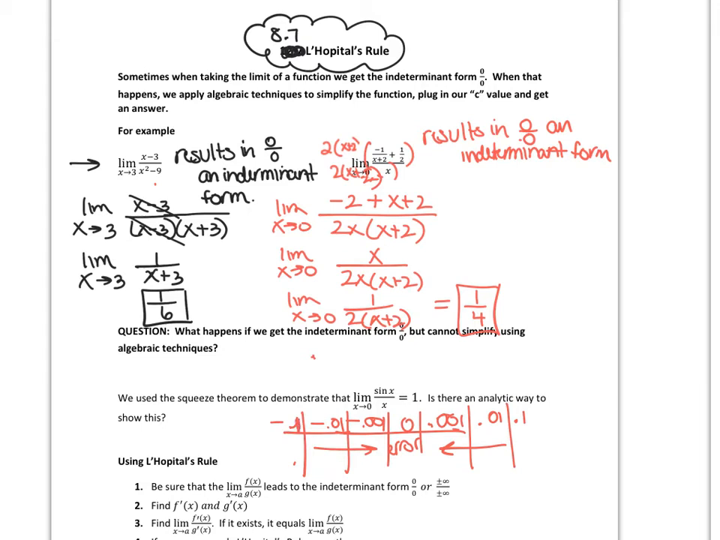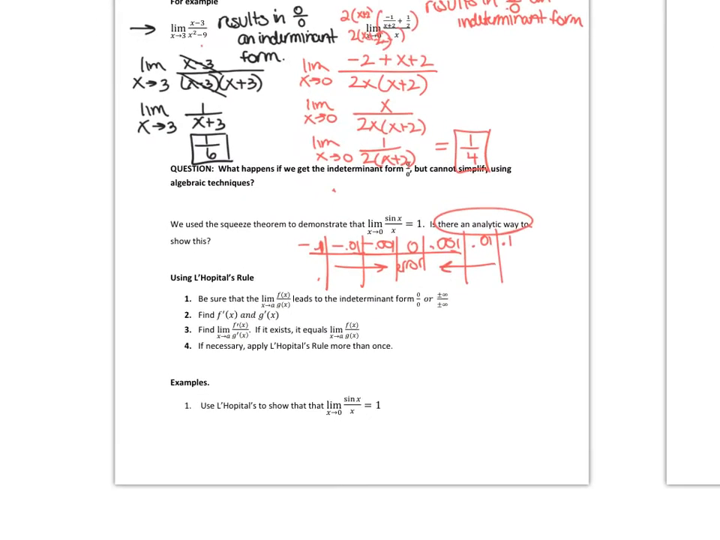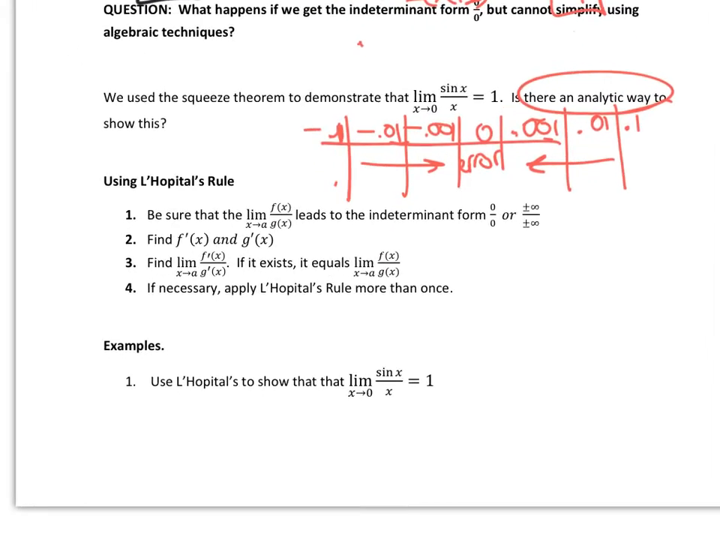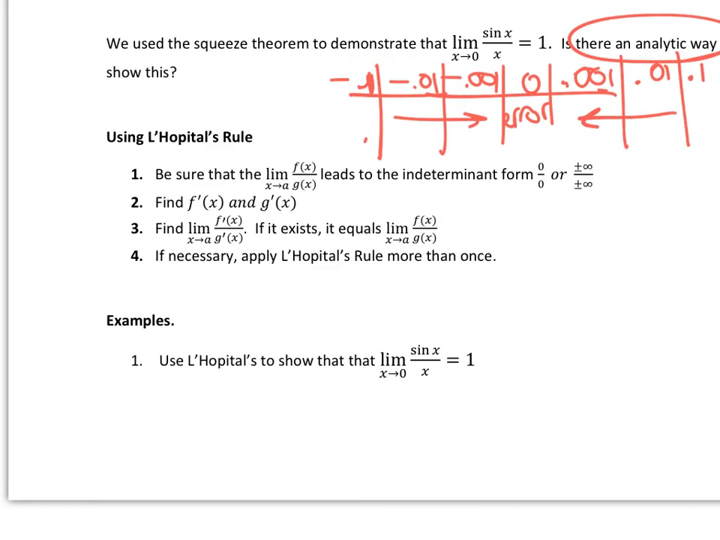So now the question is, is there an analytic way to do this instead of looking at the table, graph, or using our squeeze theorem? And that is what is called L'Hopital's rule. So this is used when you get an indeterminate form, okay? And what it tells us that we can do is if you're asked for the limit as x approaches a of a function divided by a function, you can actually use the limit of each function's derivative, okay?